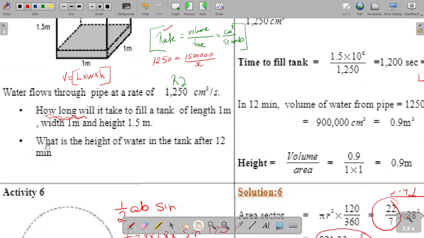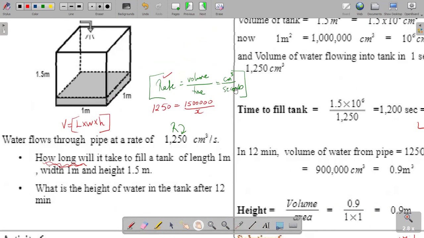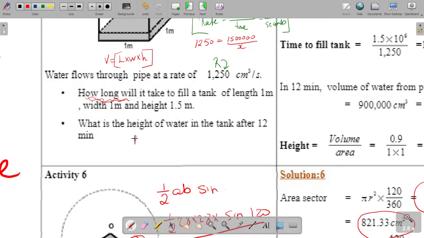The last part of this question says, what is the height of the water in the tank after 12 minutes? Some people say, I don't even know where to start. When you're doing a question in maths, what do you always start with? The formula. So let's start with the formula. Rate is equal to volume over time.